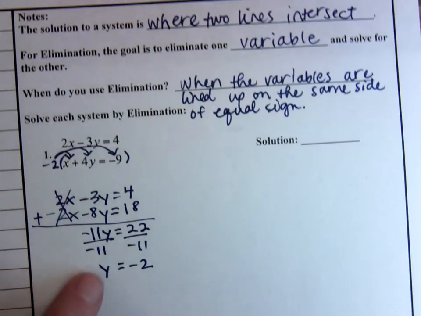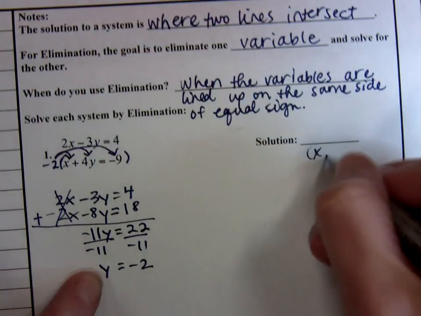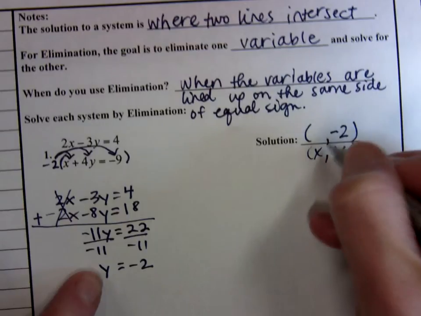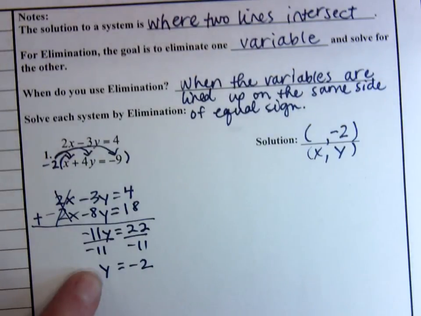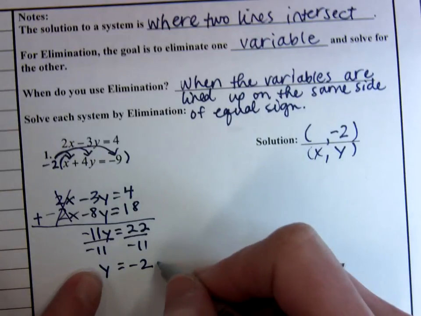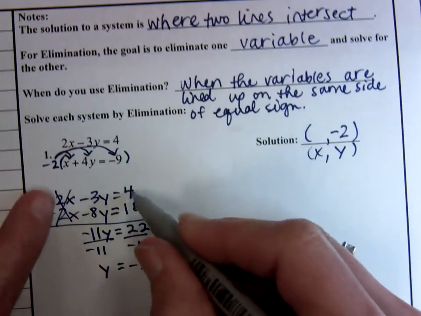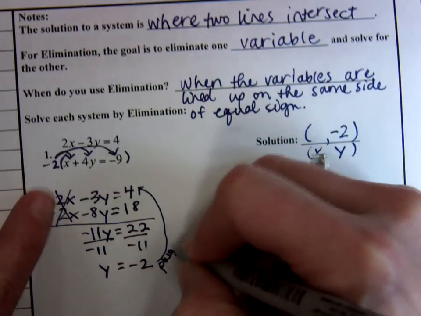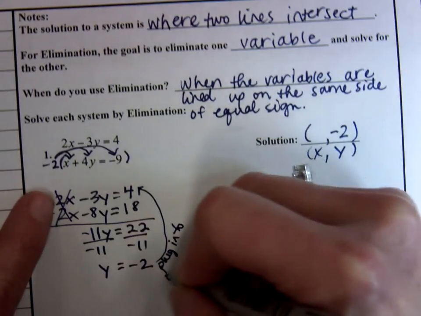Now, is this my final answer? No. Remember, a solution is where the two lines intersect, is a point. And so that point has an x and a y. Well, at this point, we only have the y, which is negative 2. We still have to go back and figure out what the x is. Do you remember how to do that? Right. Go back to an original equation. And so that top one was original. So we're plugging back in, and I'm going to write this down, plug in to original equation.